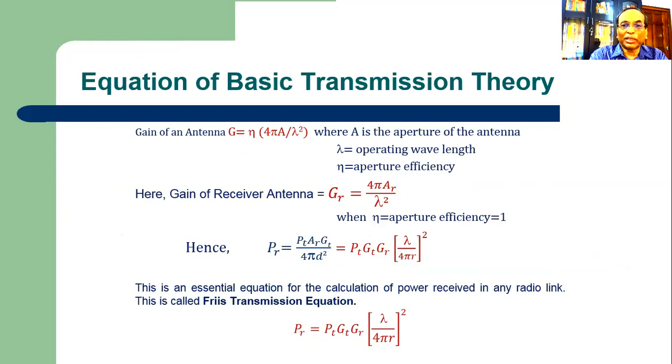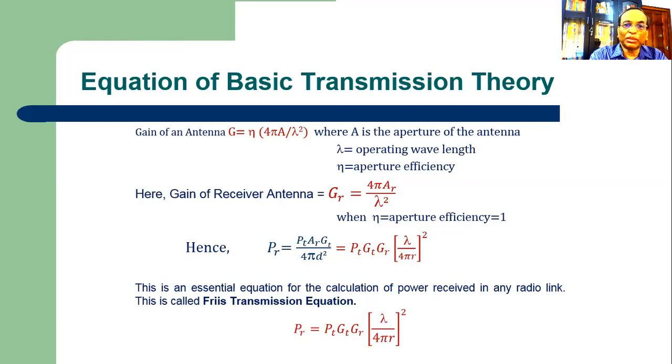This is sometimes taken as 1 because it depends upon many parameters of the antenna, like how smooth it is, whether the surface is fully conducting or there are some insulating surfaces. So many factors will come into the picture. That's why sometimes we take it as 1.